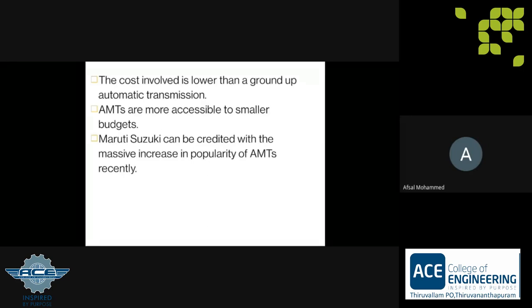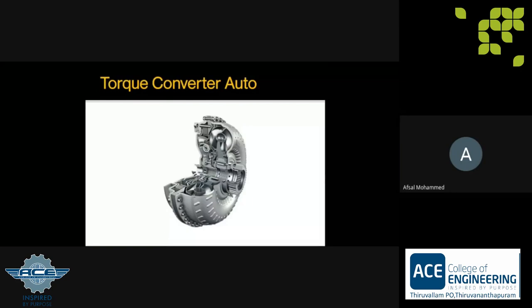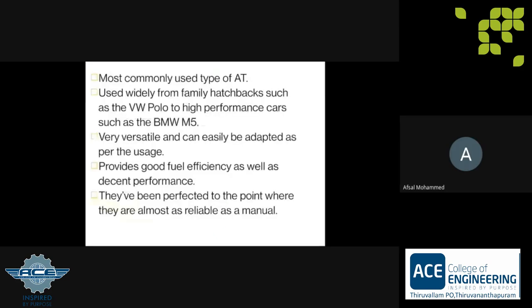So the next type of transmission is the torque converter auto. This one we won't be going into much detail because it's a very complicated type of transmission, and we will simply look at a simpler method of explaining. And you will learn more about this later if you opt for an engineering stream. And so we will just look at what it simply is. Okay, this is the most common type of automatics, and these have been in use from a long time.